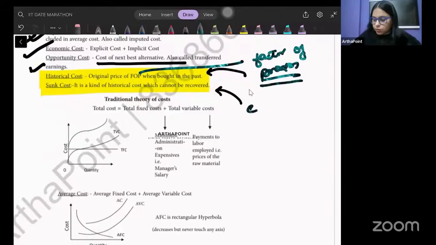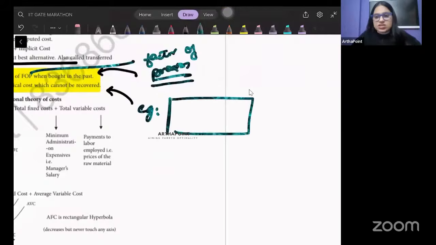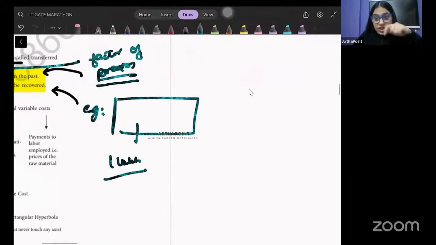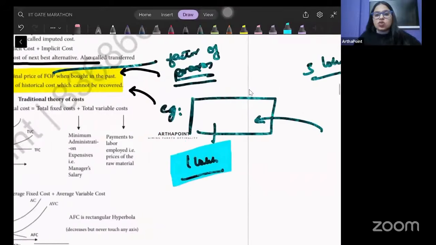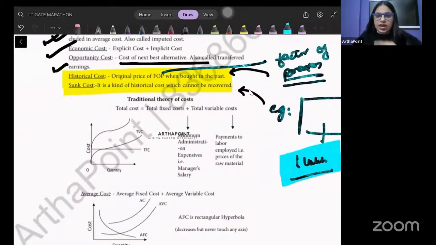Matlab, example dekho. Say I took a land. I purchased a land and I purchased this for 1 lakh. Its value today is 5 lakh in the market. But what is the price at which I purchased? At 1 lakh. That is called its historical cost. And sunk cost is that cost which cannot be recovered.